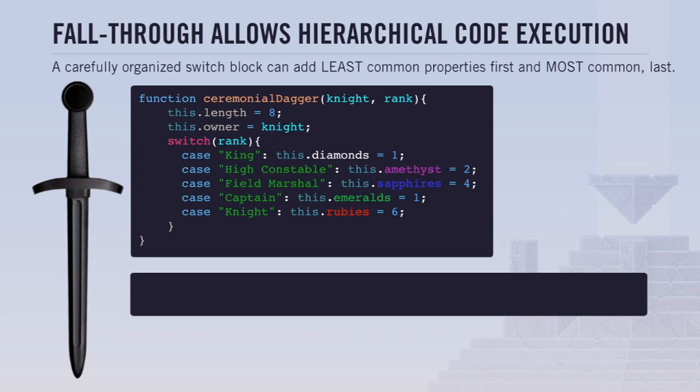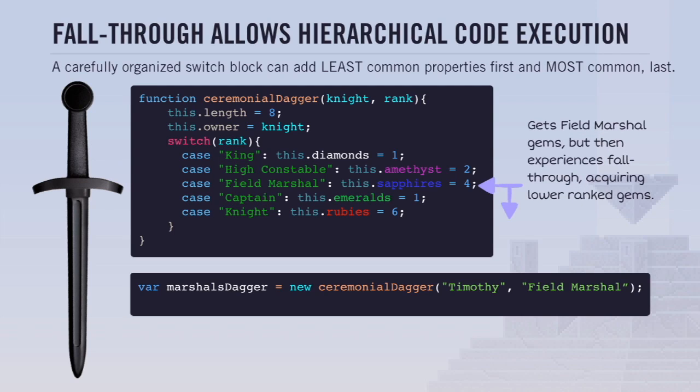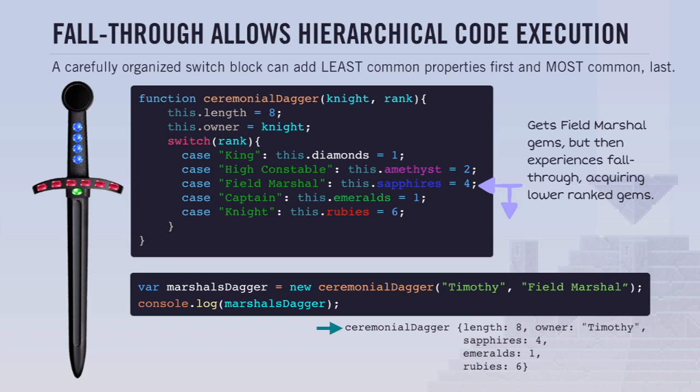If I make a ceremonial dagger for Timothy, who happens to be a field marshal, and we assign that to the variable marshal's dagger, then what happens is the constructor gets the 4 sapphires for the field marshal, the 1 emerald for the captain, and the 6 rubies for the knight. And if we were to log out the marshal's dagger, you can see that we would have a length of 8, the owner's Timothy, and we got 4 sapphires, 1 emerald, and 6 rubies. Fall through allows that field marshal to acquire the lower ranked gems.